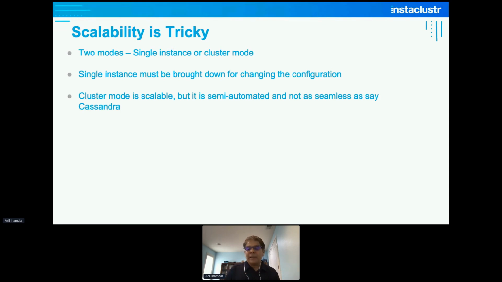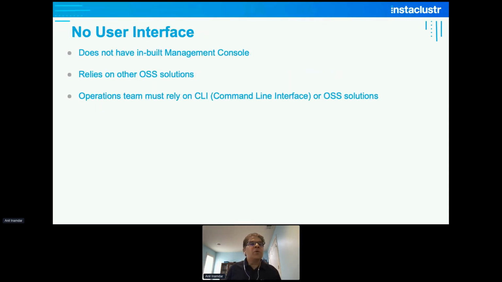So therefore, I've added that as a challenge. It's not a big challenge. No user interface. It does not have an inbuilt management console. If you have used systems like Riak or MongoDB or any other modern systems, they have a management console. Here, there's no management console. It relies on open source software solutions, so the operations teams must rely on command line interfaces. Again, it's not a big deal according to me.